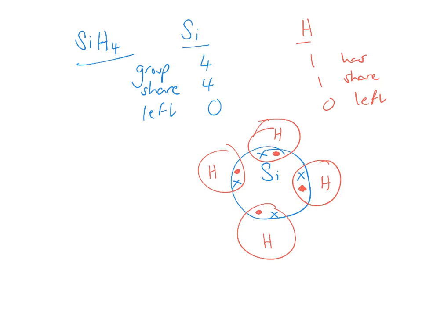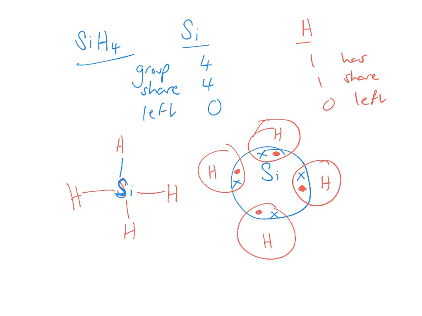So now, if I say, right, well, how many shared pair of electrons are there? I can see there are 4 shared pair of electrons. But between each silicon and the hydrogen, there's only 1 shared pair. So I've got a silicon with 1 shared pair to a hydrogen. I've got a silicon, the same silicon, with another shared pair to a second hydrogen. I've got the same silicon with another shared pair to a third hydrogen, and the same silicon with another shared pair to the 4th hydrogen.